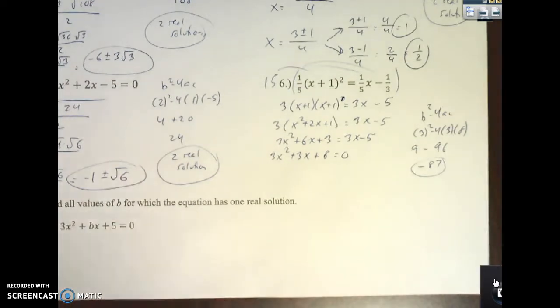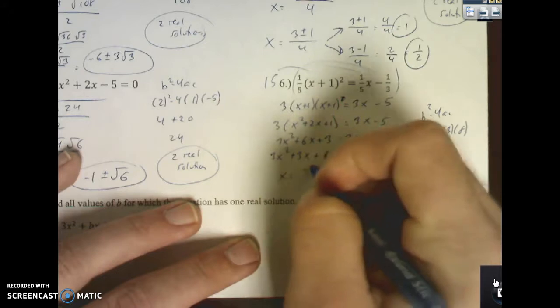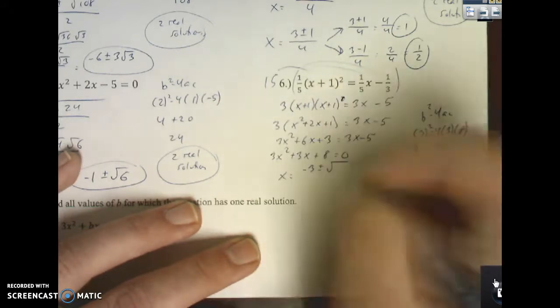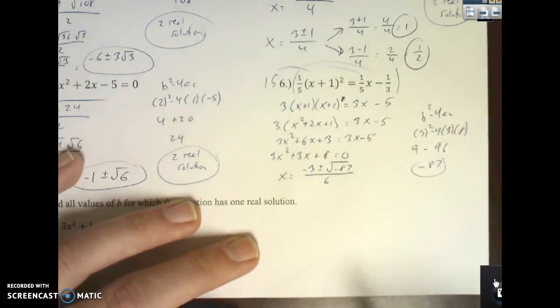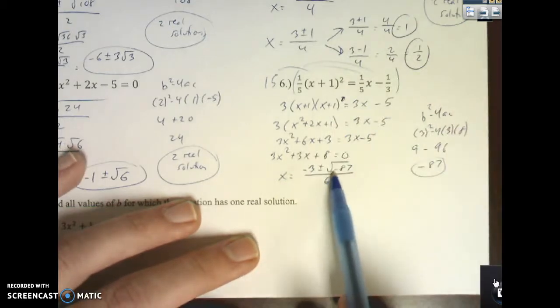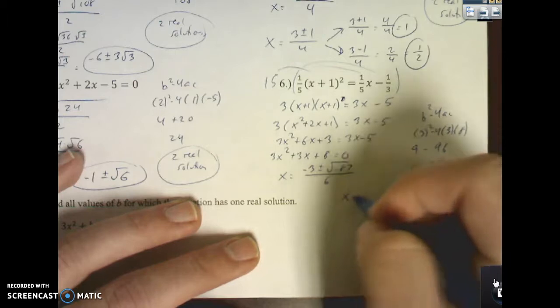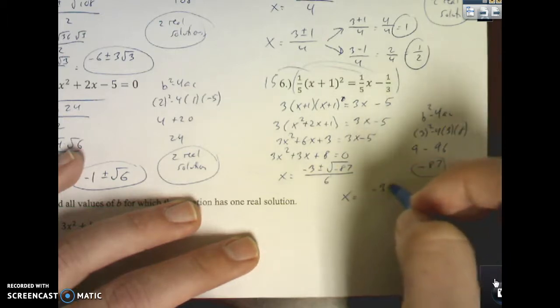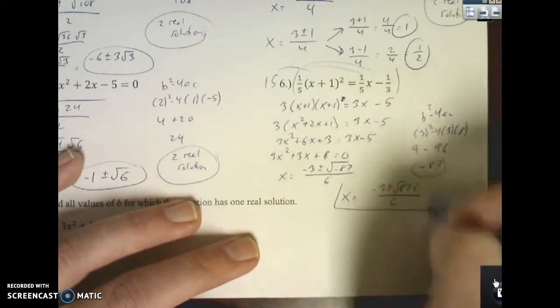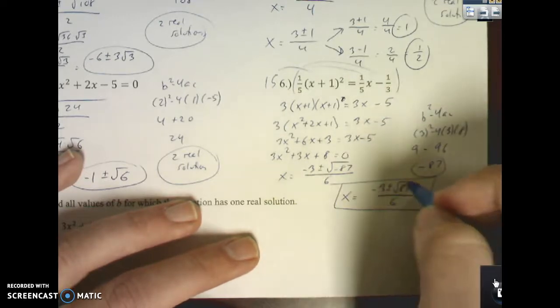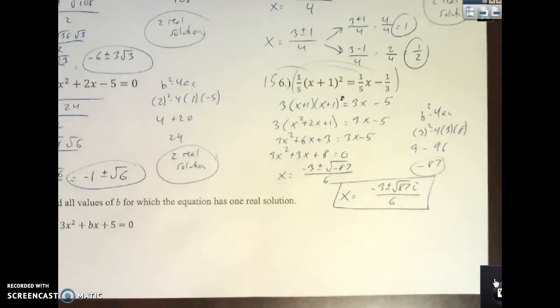Okay. So x equals negative 3 plus or minus square root of negative 87 all over 6. And the only thing you have to do is, I don't ever want to see an answer with a negative there. So x equals negative 3 plus or minus root 87i all over 6. We're good. Okay.